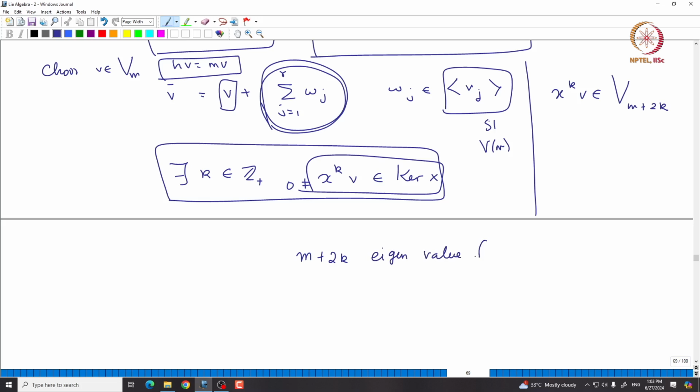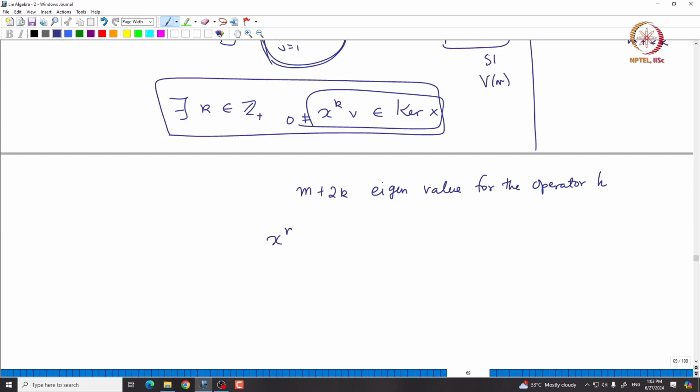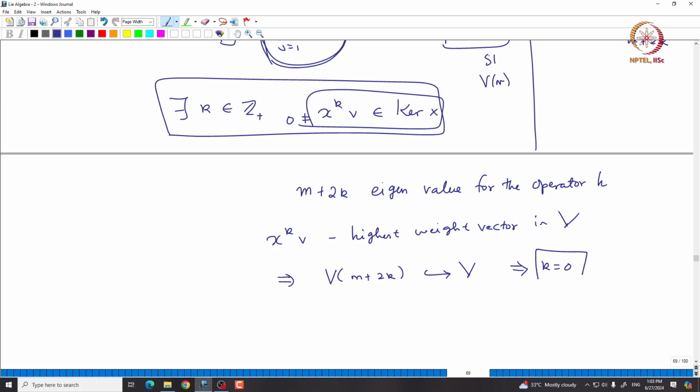Eigenvalue for the operator h, and this x power k v becomes a highest weight vector inside capital V. So, that implies that V of m plus 2k will sit inside V, but that cannot happen because we already observed that the only irreducible copy that can occur inside V is V of m. So, that forces this k to be 0.